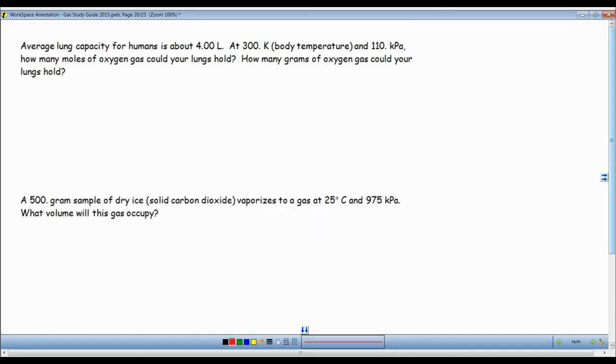The times that I need PV=nRT are when I have lots of different variables. So I see liters and Kelvin and kilopascals and moles. Oh gosh, that's when I'm probably thinking PV=nRT.